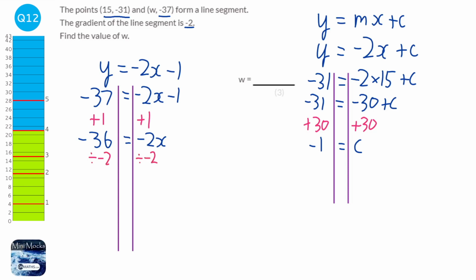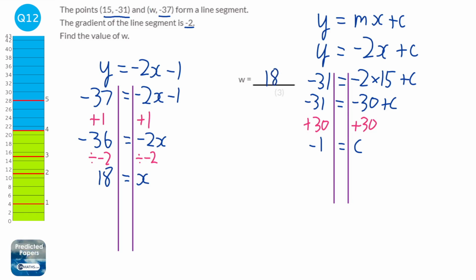And a negative divided by a negative is positive. 36 divided by 2 is 18. And then obviously that gets rid of the coefficient of the x, so it's just x. So x equals 18. So the x value is 18 and the x value is the w value.